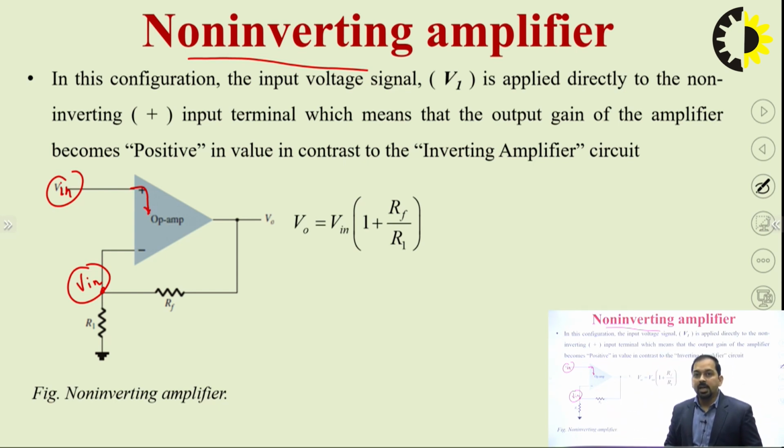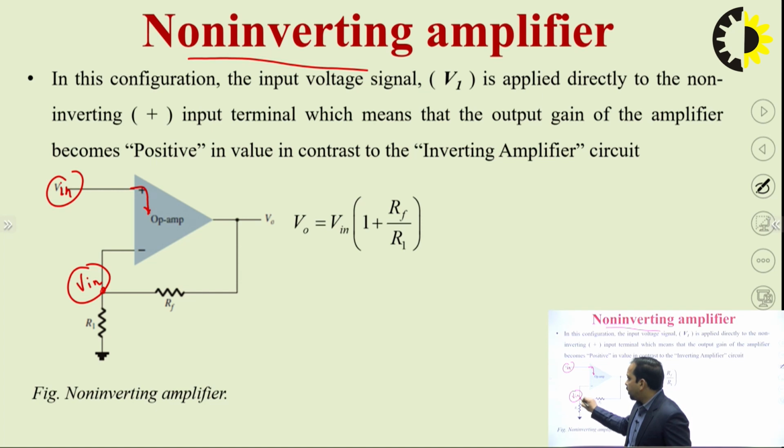So it is not exactly the same. It is not exactly the same means it is virtually the same. So we can say virtual ground or virtual short. So now I am applying KCL at this particular node, assuming that no current enters the op-amp.